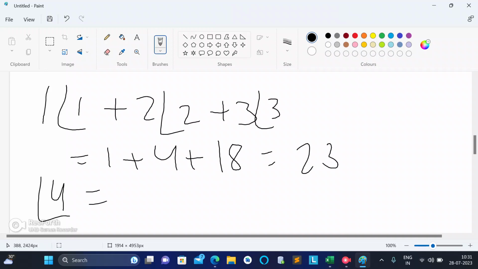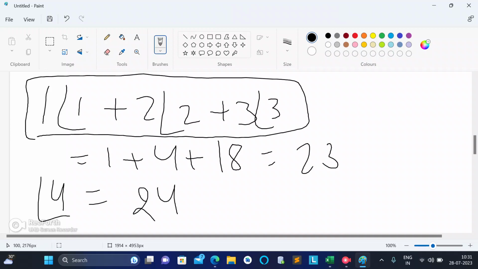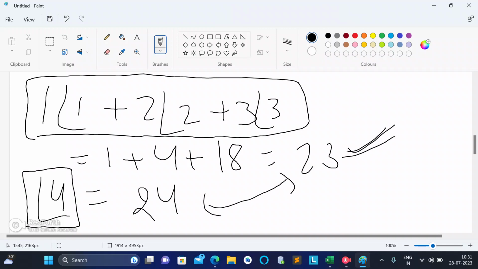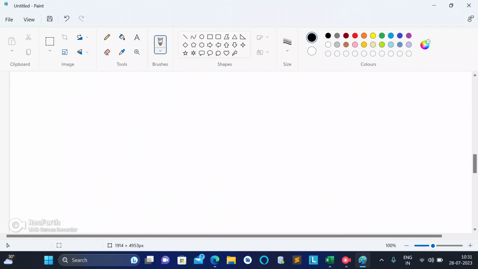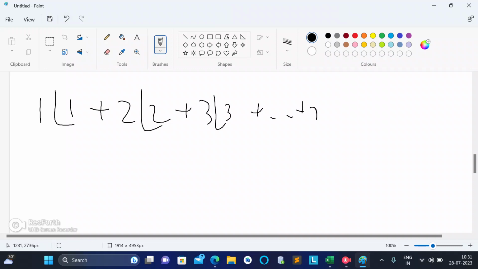Let's now find out the value of 4 factorial. 4 factorial is actually 24. We can see that the value of this expression and the value of 4 factorial differ by 1 only. Here the value is 23 and here the value is 24. The difference is 1. So we can generalize this: 1 into 1 factorial plus 2 into 2 factorial plus 3 into 3 factorial and so on till n into n factorial is always less, by how much amount? Less by 1, than n plus 1 factorial.